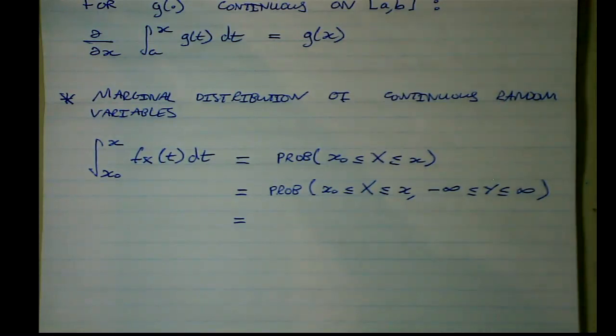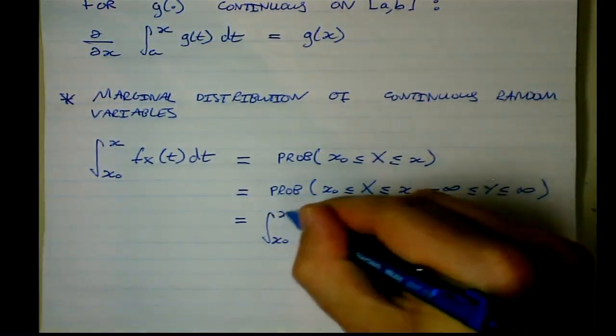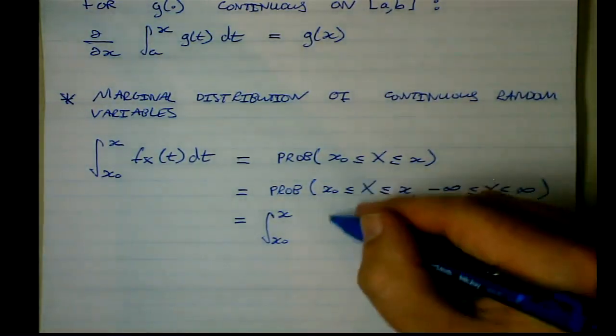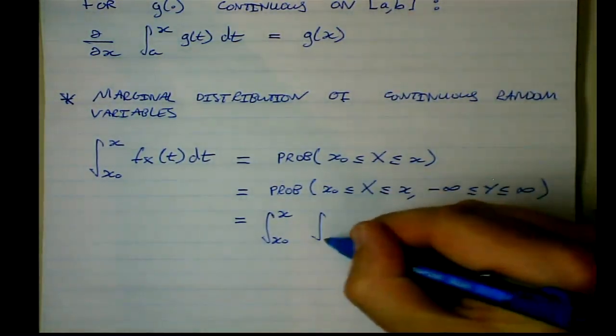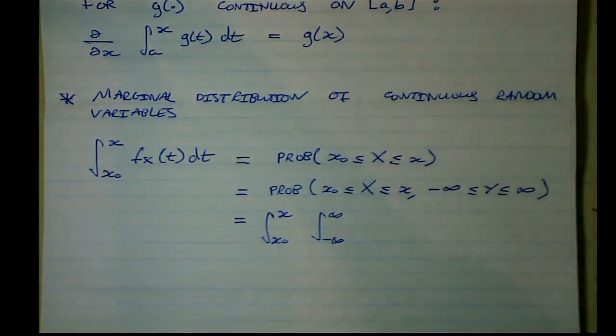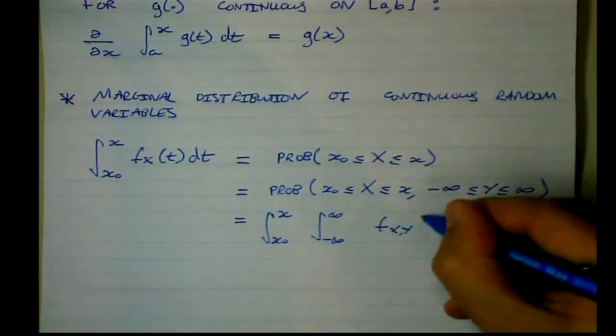Right? So, let's do x first. We go x0 to x. And now let's do y. Well, we go from minus infinity to infinity. Here we have the f_XY.